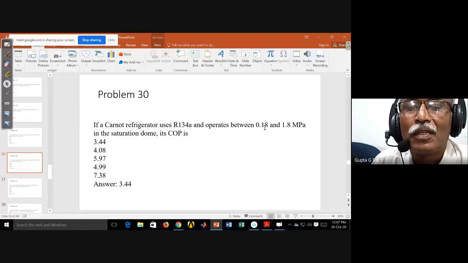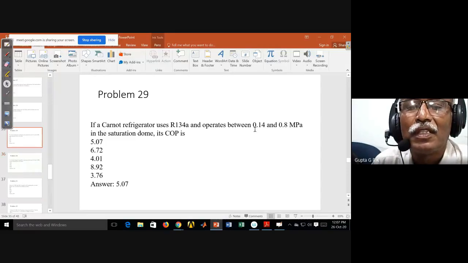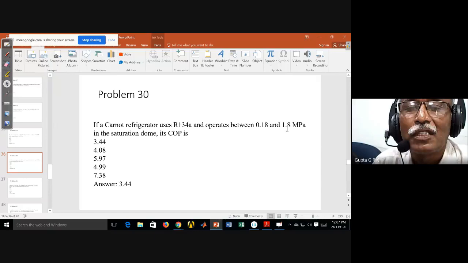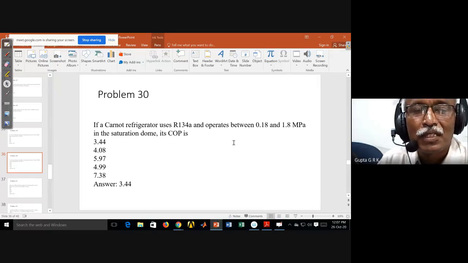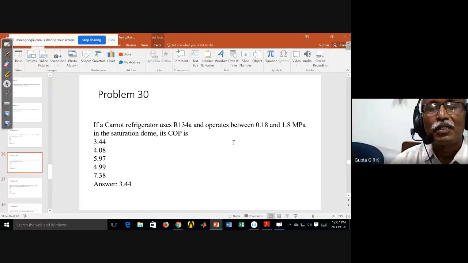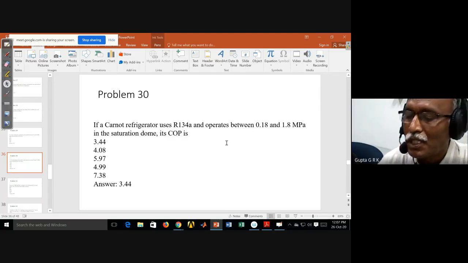Again, the same thing, you are given different values. Here 0.14 and 0.8 megapascal. Here you are given 0.18 and 1.8 megapascal. The method is same, just to repeat, to have practice, one more problem is given. So you do the same thing.